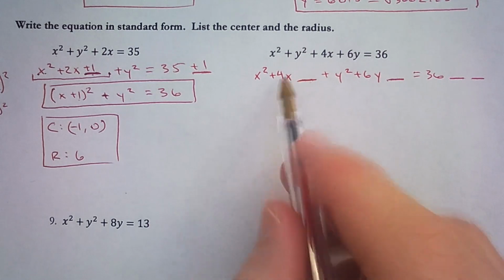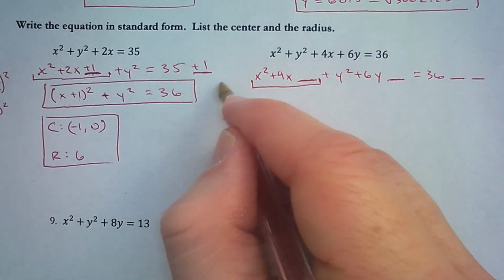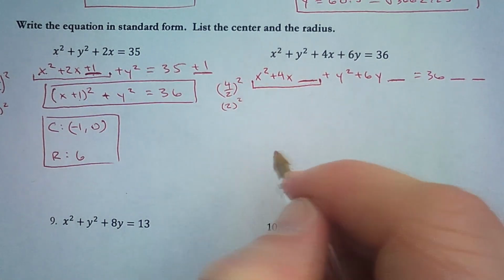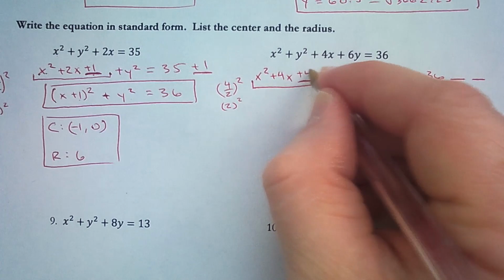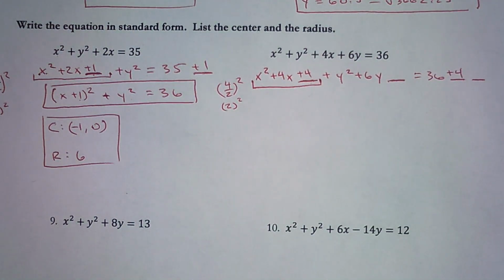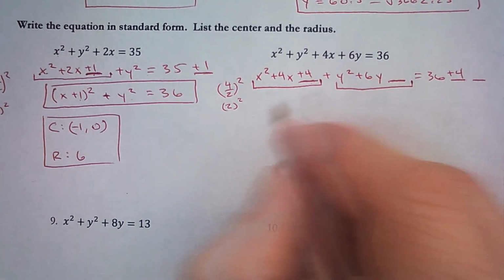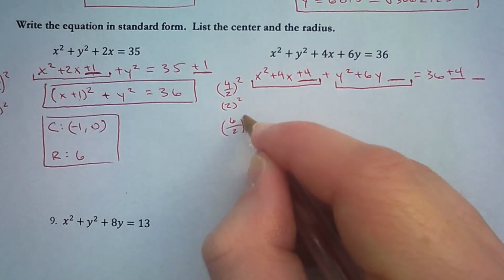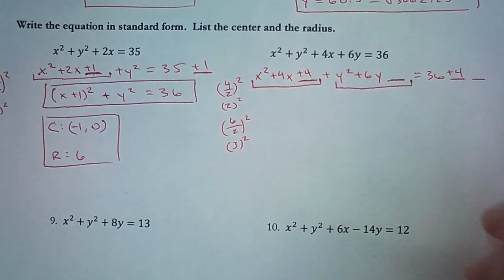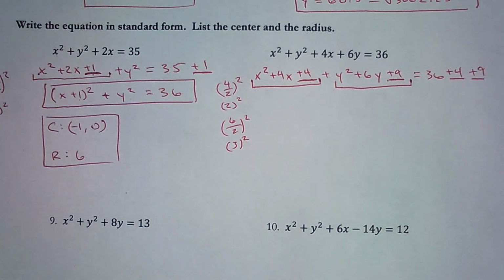So to fill in my first blank, I'm completing the square right here. b is 4. 4 over 2 squared, so that's 2 squared, which is 4. So plus 4, and I'm going to do that on both sides. Okay, then I'll complete the square here. b is 6. 6 over 2 squared is 3 squared, and 3 squared is 9, so plus 9 on both sides.